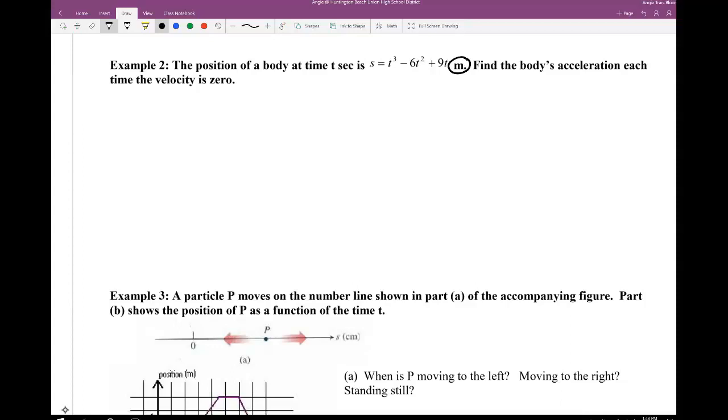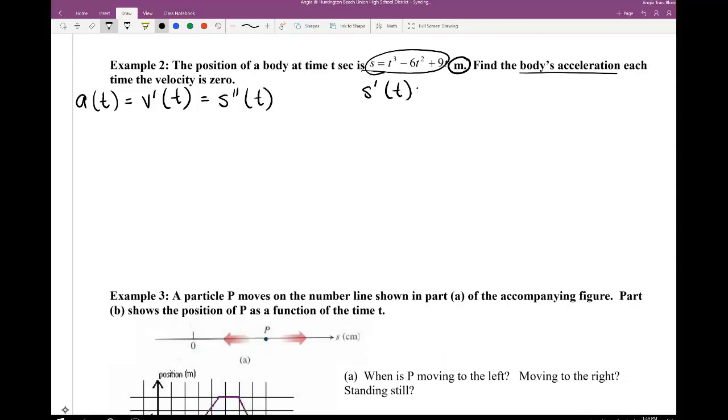Okay, so let's talk about acceleration. It says find the body's acceleration. So acceleration with respect to time is the same as the first derivative of the velocity, which is the same as the second derivative of the position formula. So we have the position right here, and what we might want to do is find s prime of t to give us the velocity.